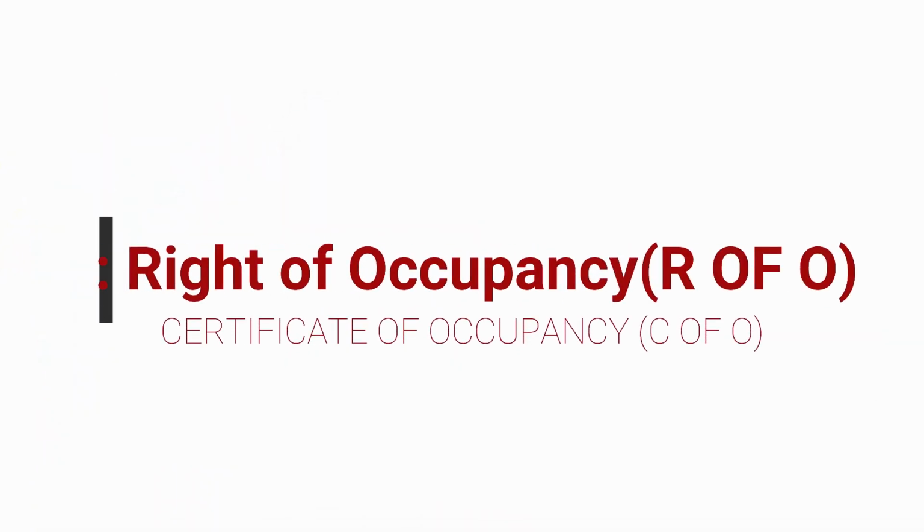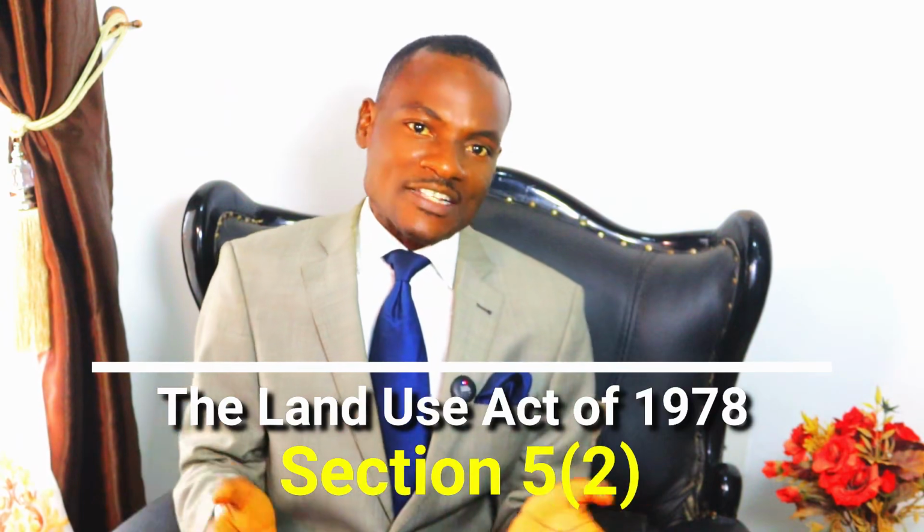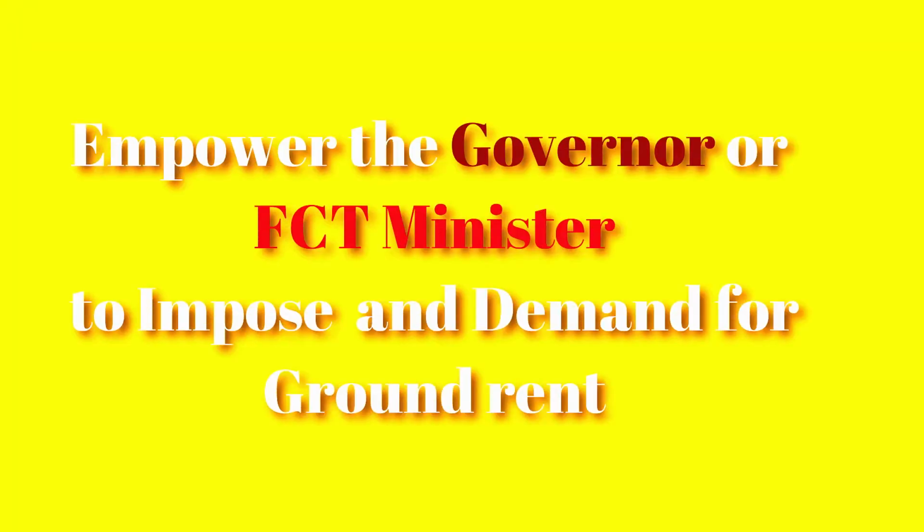Ground rent is the annual fee you pay to the state government for the continued use of lands allocated to you, especially land held under leasehold titles such as right of occupancy or certificate of occupancy. Ground rent is payable whether the property is developed or undeveloped. The legal basis for payment of ground rent is found in Section 5 Sub 2 of the Land Use Act. It empowers the governor or the FCT minister to impose and demand ground rent.